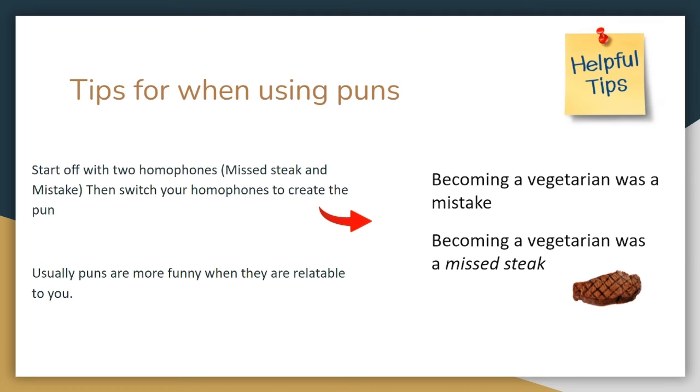Here are some tips for when using puns. Start off with two homophones. In this case, I'll be using missed steak and mistake. Then, once you have a sentence, you switch your homophones to create the pun. So you start off with becoming a vegetarian was a mistake. And then once you add your homophone, it becomes becoming a vegetarian was a missed steak. Usually puns are more funny when they are relatable to you.